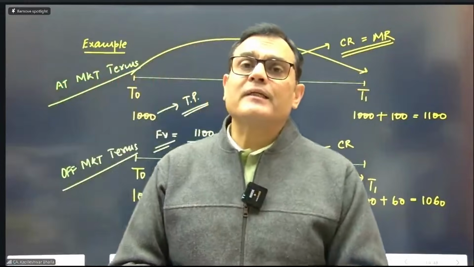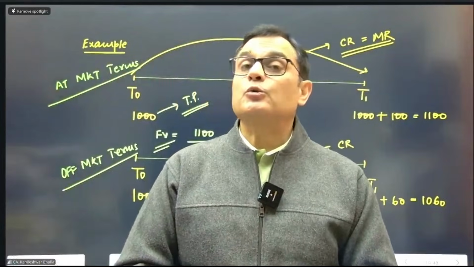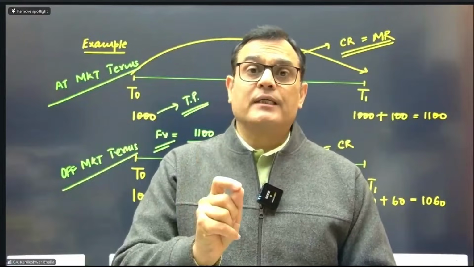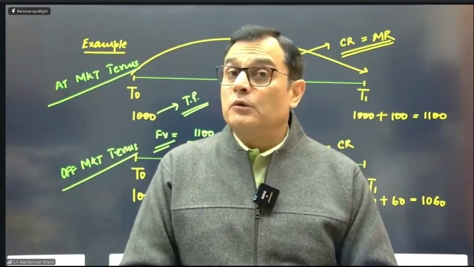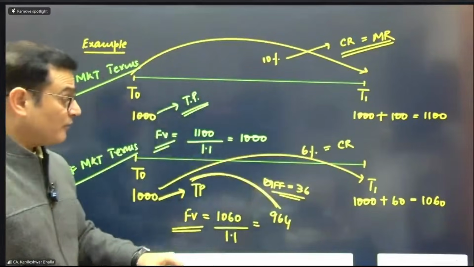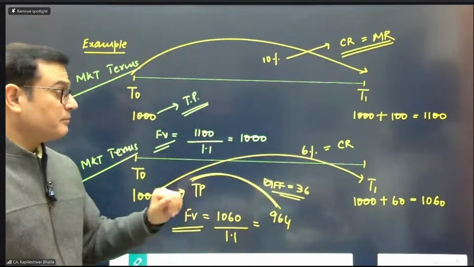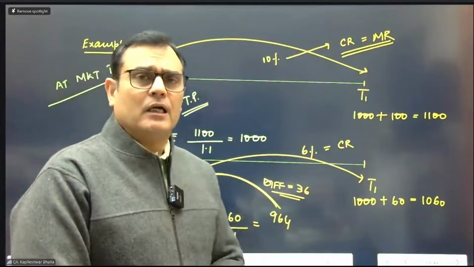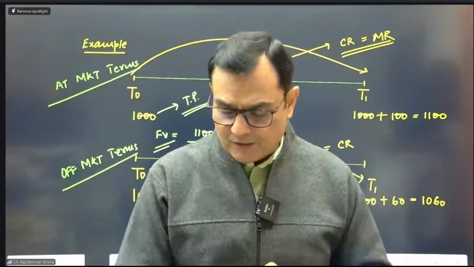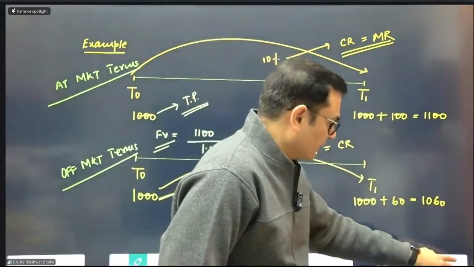But the problem comes when a transaction is entered into at off-market terms. The contracted rate is less as compared to the market rate, in which case your fair value definitely will be less. The fair value will definitely be less as compared to the transaction price. And how we account for the difference is the agenda. So on that input, let's get back to the chart.